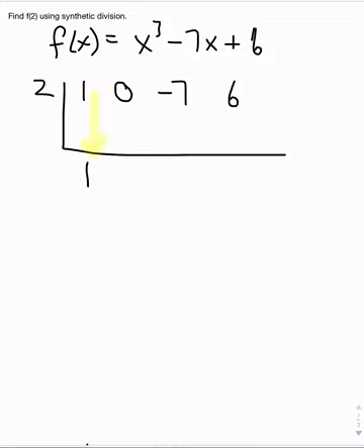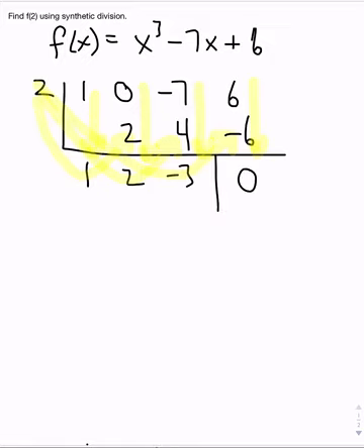And then I'm going to multiply 2 times 1 and put that here. And then I'm going to add down. So 0 plus 2 is 2. And then 2 times 2 goes here. So that's 4. And then I add down. So negative 7 plus 4 is a negative 3. 2 times negative 3 goes here. So I have negative 6. And then when I add down, what happens? I actually get 0. And that's big. We've actually found a 0.